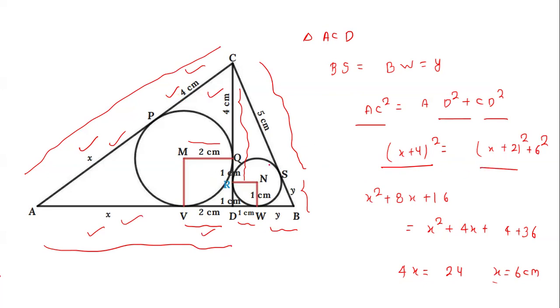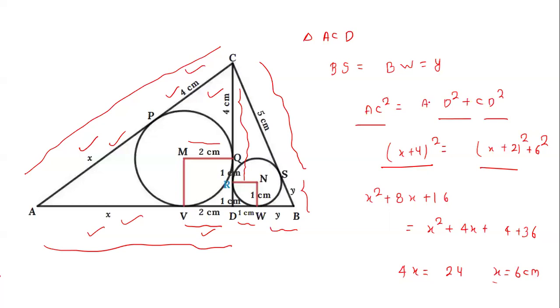And in the problem, it is given that CD has a length of 6 centimeters, so we can write 6 square. So we can open this as x square plus 8x plus 16, and this will open as x square plus 4x plus 4, and it is 36. So after simplifying, you can find the value of x as 6 centimeters. So now we know this x value as 6 centimeters.